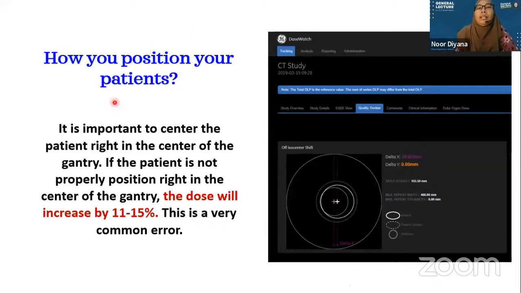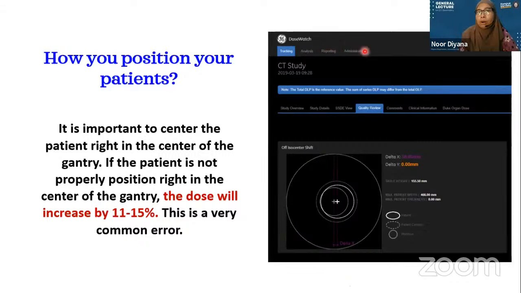The most important thing is how you position your patient, because miscentering actually affects the dose to the patient. It is important to center the patient right in the center of the gantry. If the patient is mispositioned, then the dose will increase by 11 to 15%. And this is a very common error.